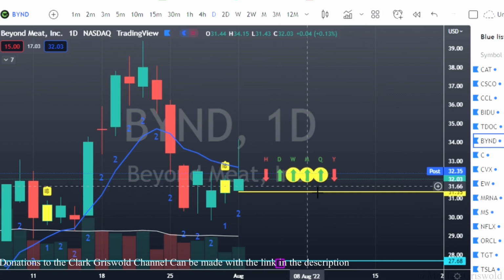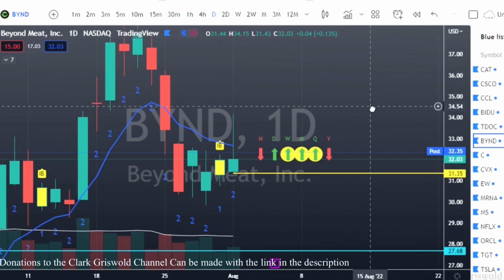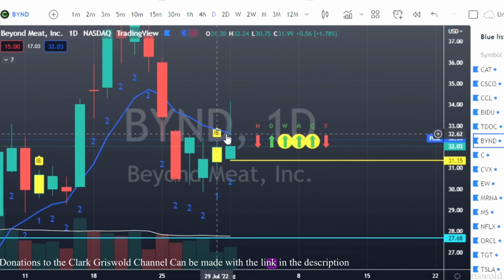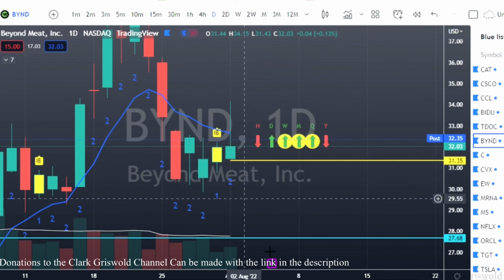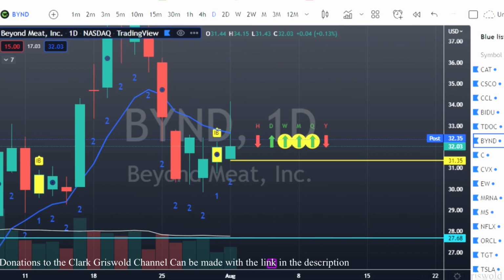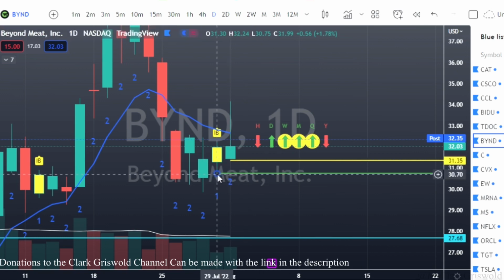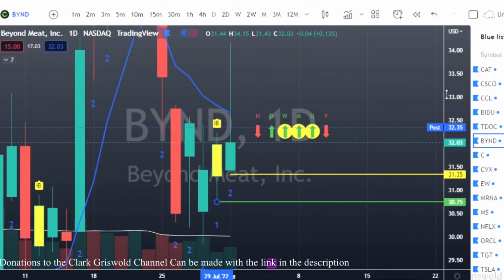Shooter candle here on Beyond Meat, or inverse hammer candle. Again, same thing. 1-2 up, 2 down is what we're looking for, that reversal. First target we can mark out together at that inside bar, $30.75. And are we at? I better move that up.